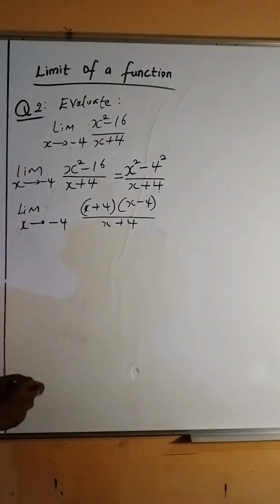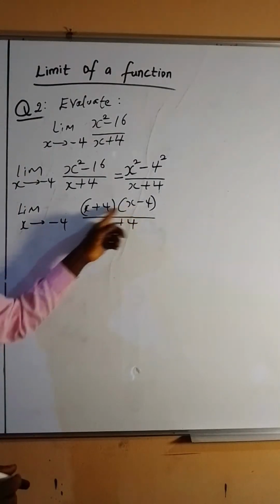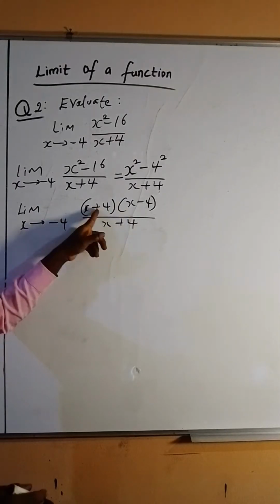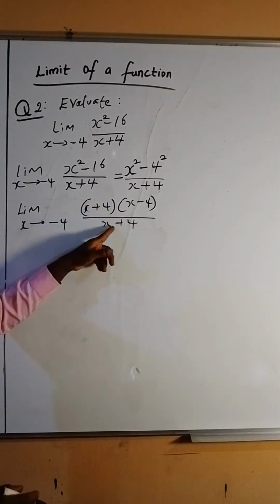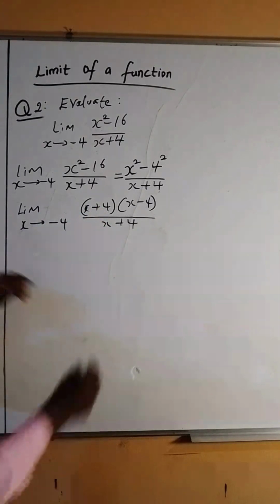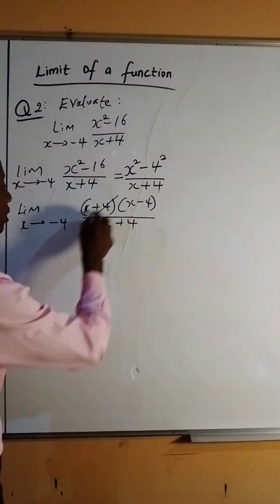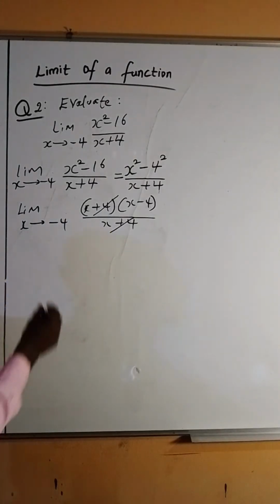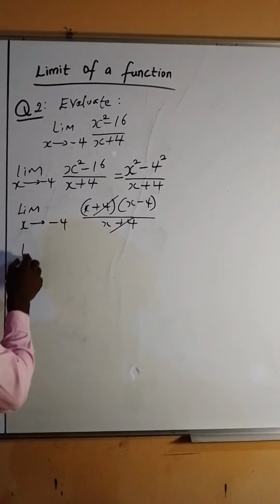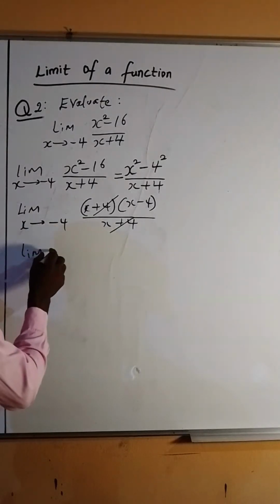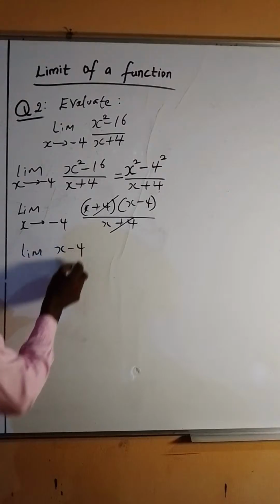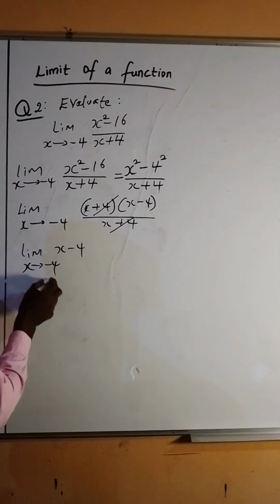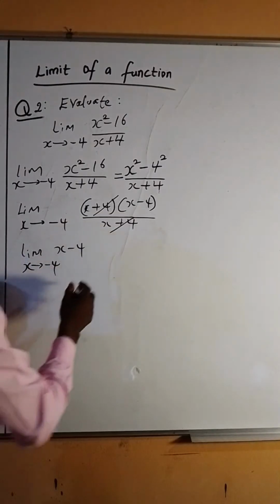We have been able to factorize the numerator. Now we can see that these two expressions are similar, so they are like terms. So what we do is let them cancel out. We are now left with the limit of x minus 4 as x approaches minus 4.